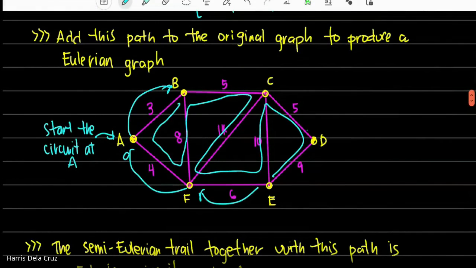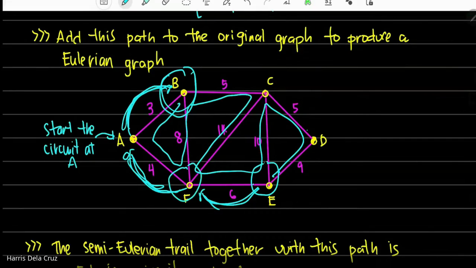Kasi pag tiningnan mo yung nabuo nating graph, nagiging 4 na yung edge niya eh. Kasi nadagdag yung isang trail na pabalik. Ito, nadagdag yung isang trail na pabalik. Ito, nadagdag. So, naging 4 na. So, ito, 1, 2, 3, 4 na yung vertices. Ito, nagdagdagan ng dalawa, 6. Ito, naging 4. Ito, naging 4. Ito, 2 pa din. So, that means, puro even na. So, Eulerian na siya. And actually, yung nakuha nating trace, that's the Eulerian trail already.